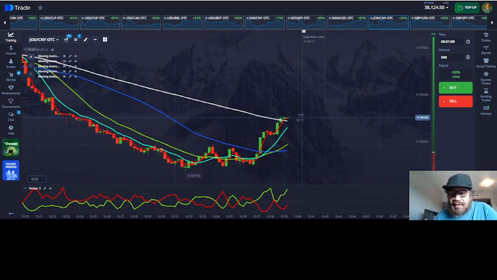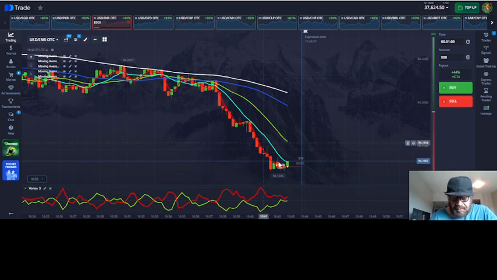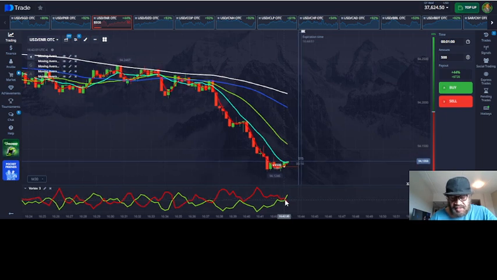What I'm going to do now is pause the video and look for some trade setups. Okay, so I just took a sell trade on the USD INR OTC pair. The reason why I took the trade is we see all of the SMA lines sloping downward, suggesting a bearish trend here.